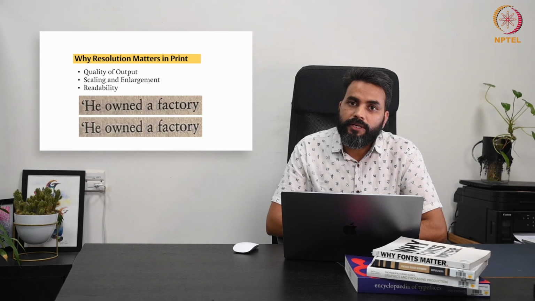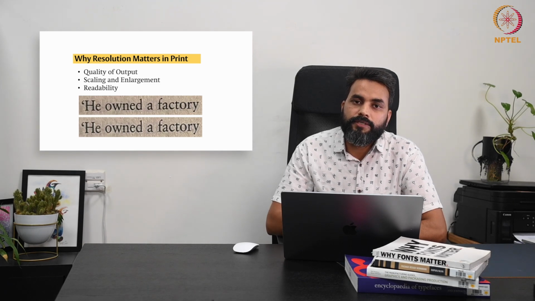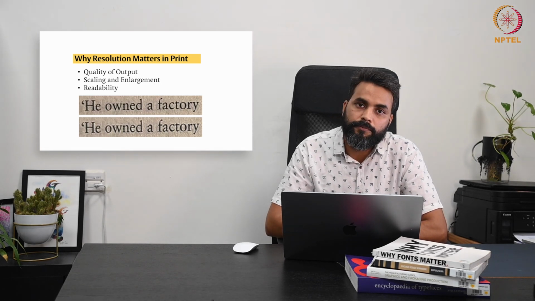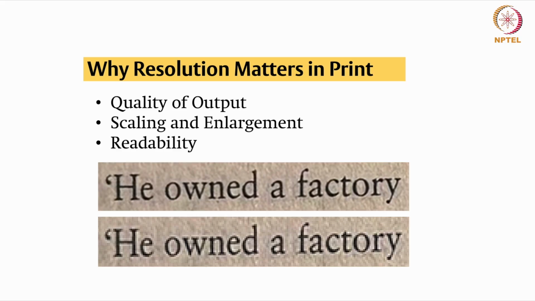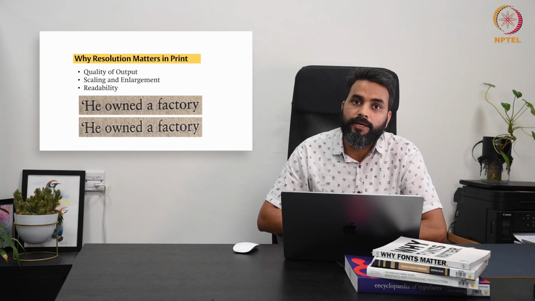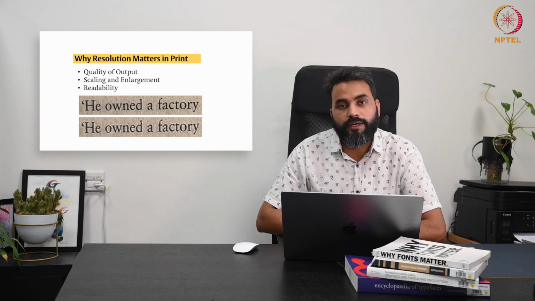It also affects the readability of the text. Text embedded in low resolution images becomes blurry and unreadable when printed. As visible on the screen, these are the two examples. One is with a high quality, more PPI, and the bottom one is with low PPI. Once the quality is reduced, the text is converting into pixel format. So the high resolution ensures clear and legible text and graphic elements.